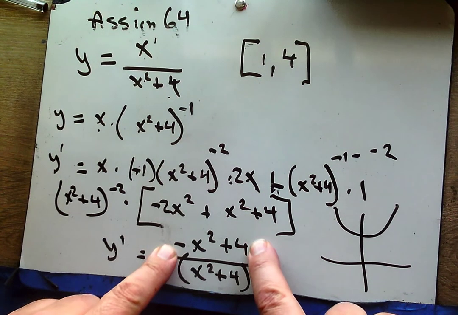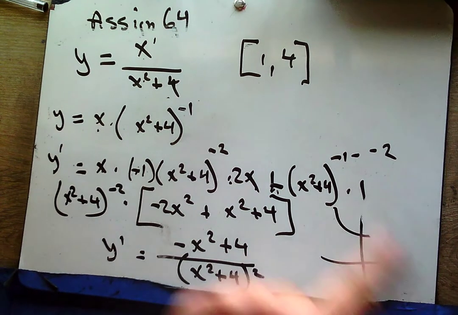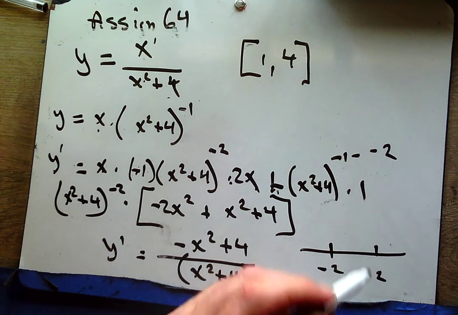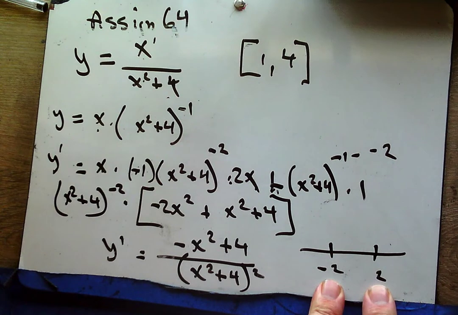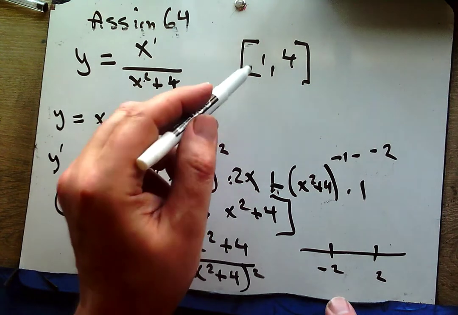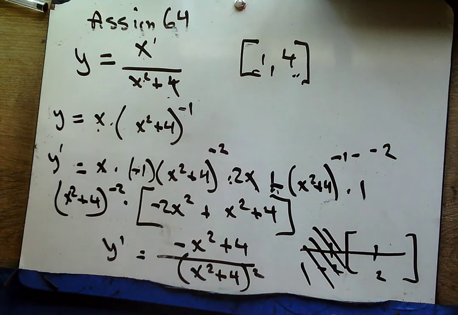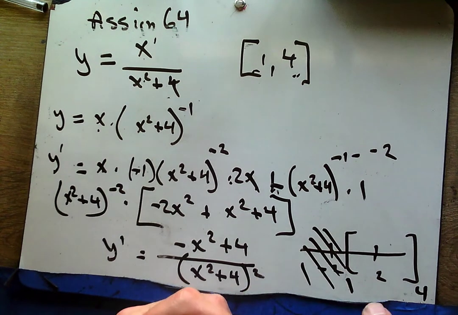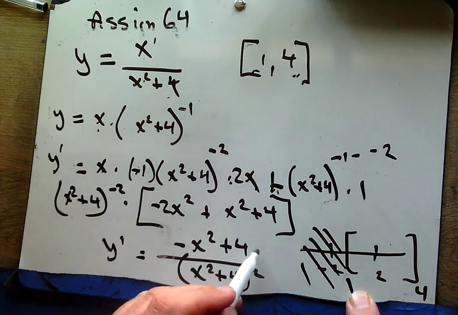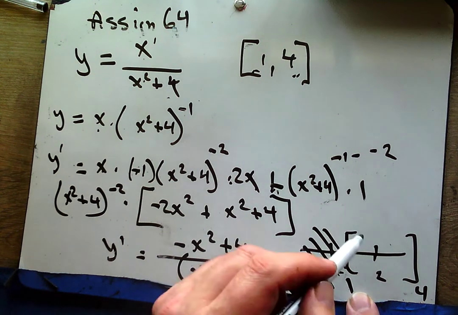y prime is, though, equal to 0. When I set this numerator equal to 0, I get x equals plus and minus 2. So I've got 2 critical values here. There's negative 2, there's positive 2. These are places where y prime is 0. And if I do some testing around here, well, yeah, I agree. See, we're only looking at 1 to 4. So I don't really need to look over here. 1 to 4. So I want to plug in 1, and I get negative 1 plus 4 is 3 on top, and a positive number on the bottom. Positive over positive is positive.